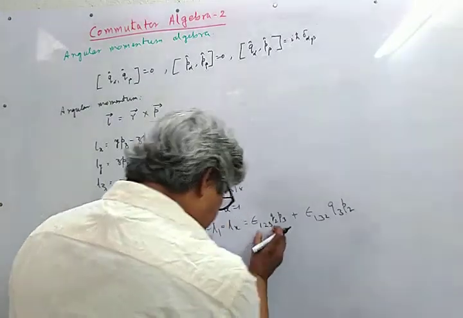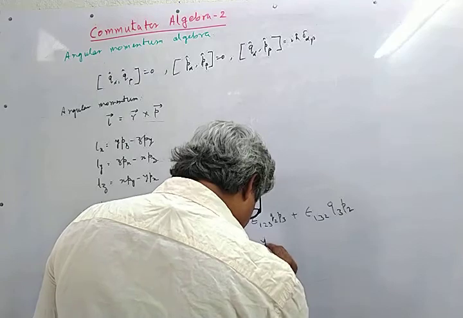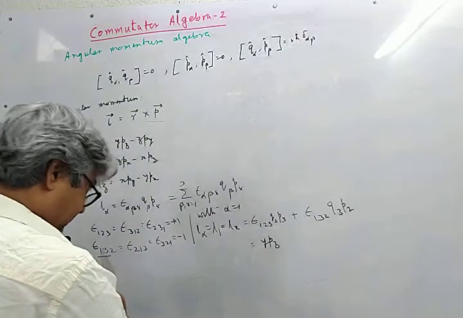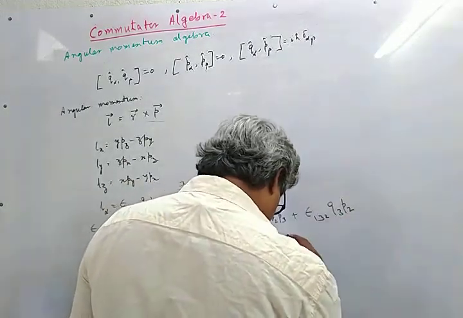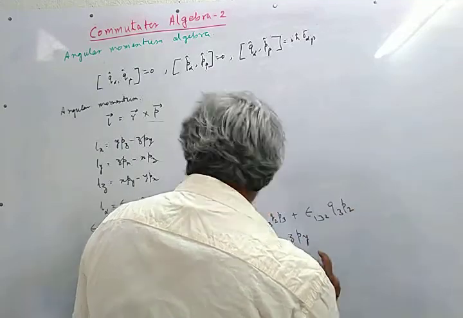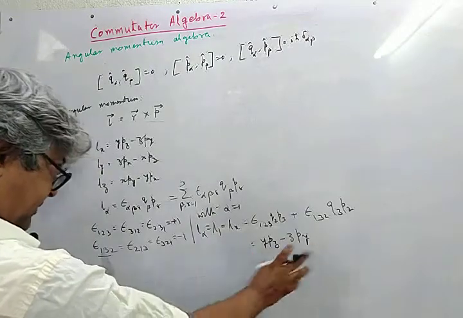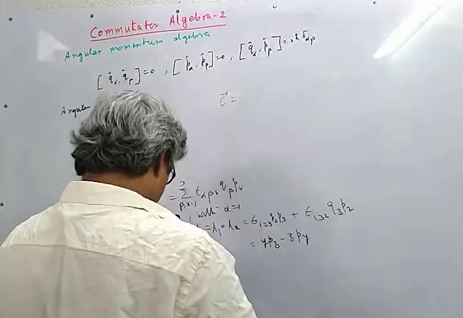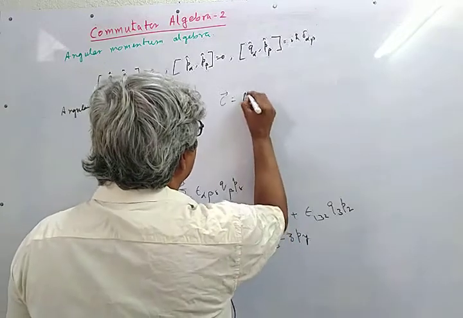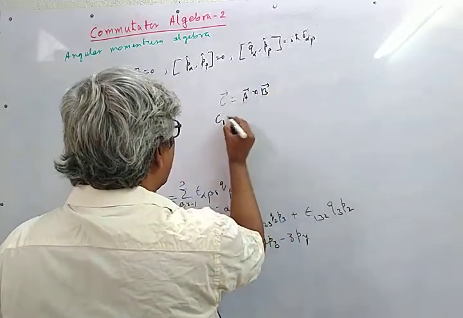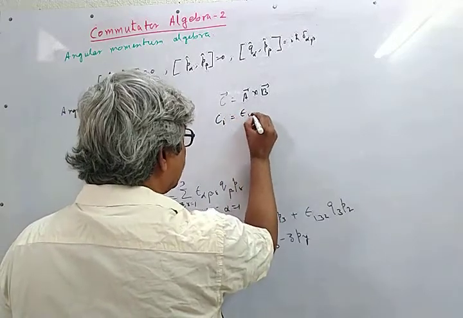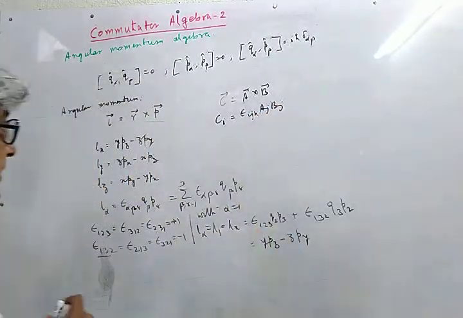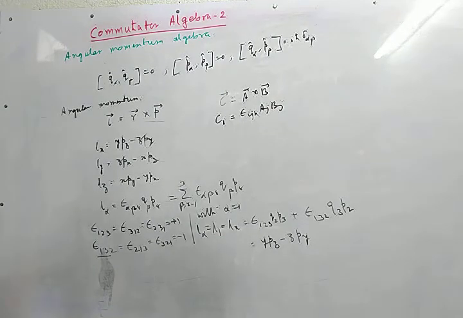So this is 1, q2 means y, p3 is pz. And epsilon 1 3 2 is minus 1, so this is minus z py, which is this definition. So in general, if we have a vector C, which is the cross product of two vectors A and B, then the ith component can be written as Ci equal to epsilon ijk aj bk, and the sum over repeated indices is implied as per Einstein's summation convention.